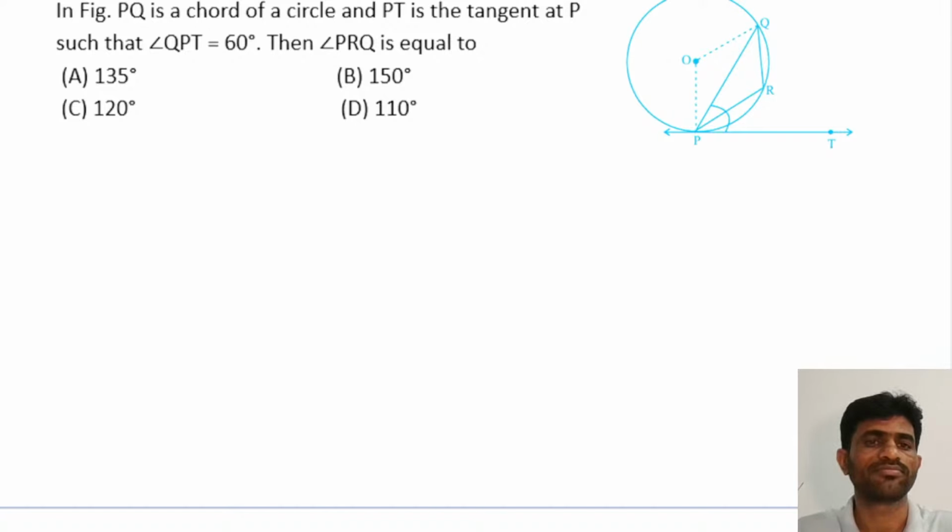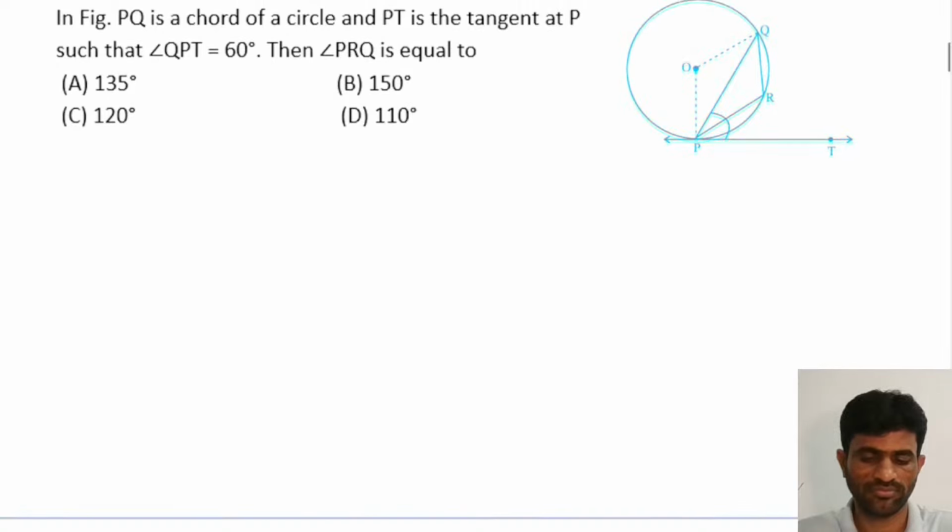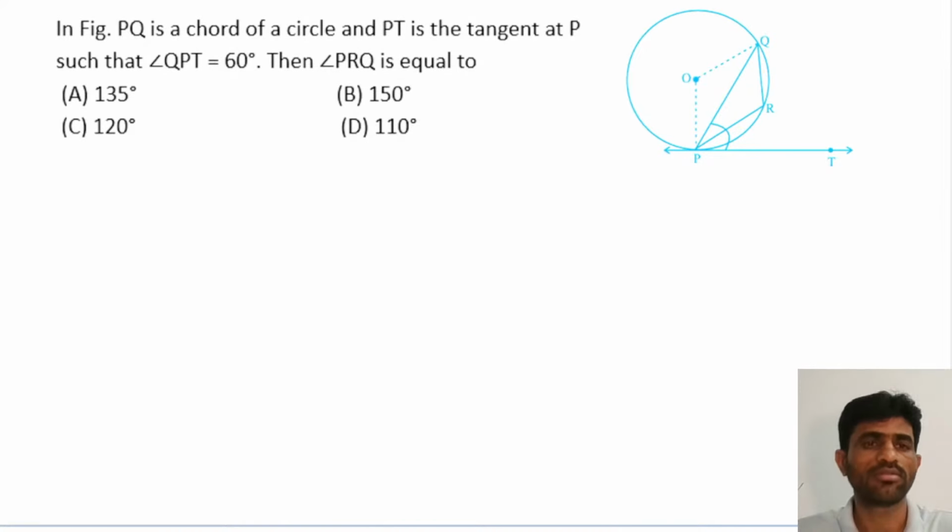Second question. In this question, what is given? PT is a tangent to the circle at P, and angle QPT is given. Where is QPT? Observe the figure carefully. QPT means this angle. This angle is given as 60 degrees. Angle QPT is 60 degrees, and they are asking for angle PRQ, this angle. How can we find angle PRQ?